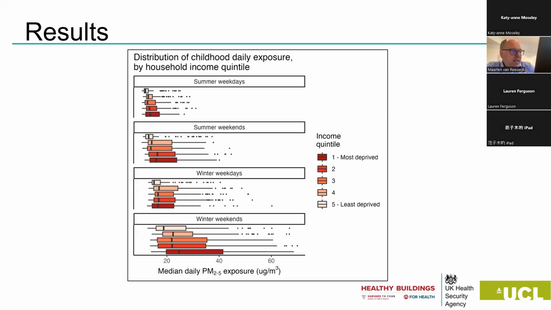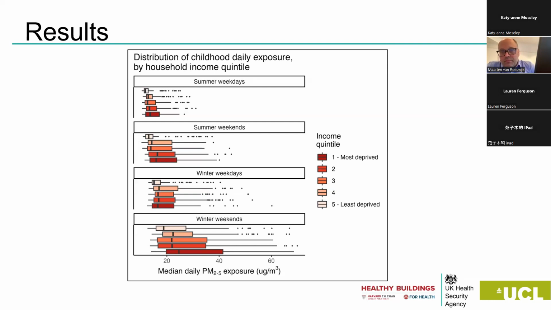Can I ask a related question? So you mentioned that the children from the most deprived groups have the highest exposure, and you also suggested that was due to the home. Is that correct? That was the primary contributor. So concentrations at home. Yes. Yeah, so if you look at this on weekends, it's especially exposed on weekends because they spend more time at home, but it is the home that's driving these high concentrations.